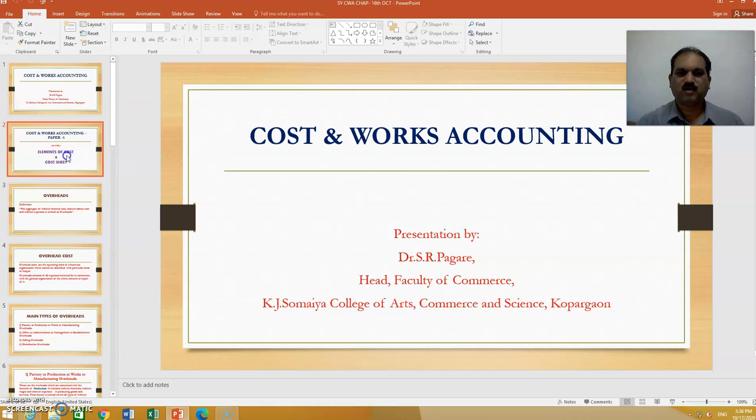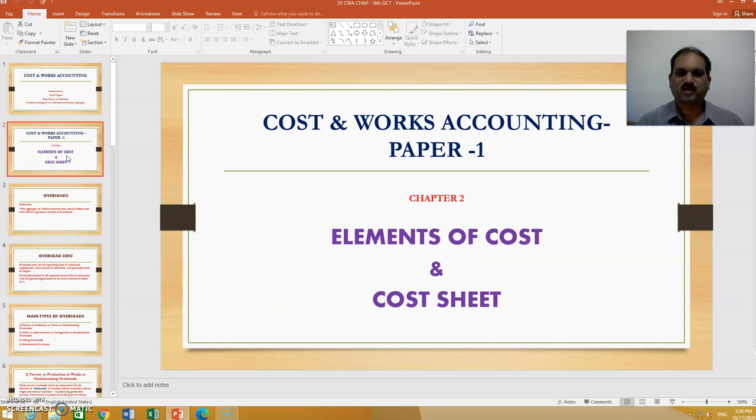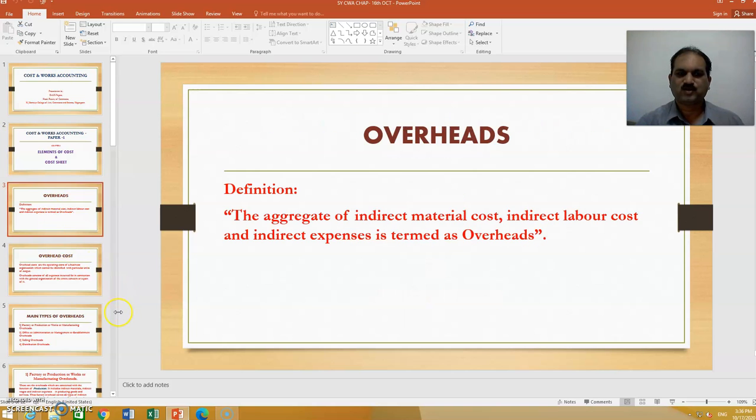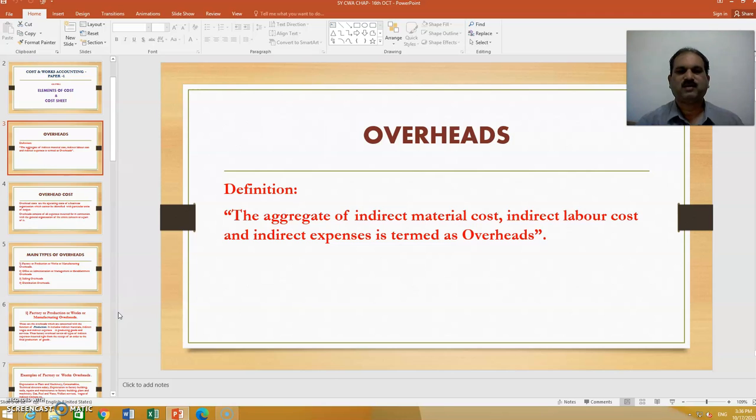Today we will be discussing the elements of cost and cost sheet. In this, the most important part is the overheads. So let us see what overheads are. The aggregate of indirect material, indirect labor and indirect expenses is generally termed as overheads.